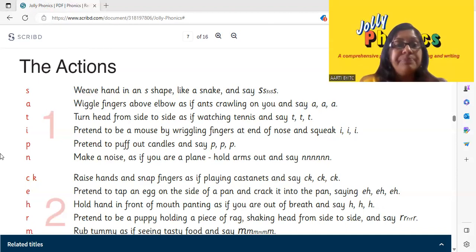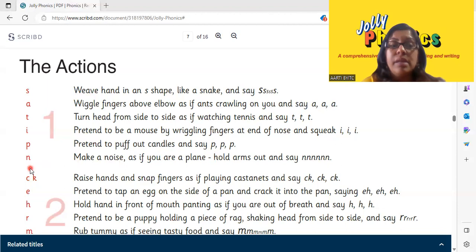Next letter is letter P. Here you have to puff out the candles and say p, p, p. When you're putting the candles on the cake and you puff them, then you say p, p, p, because you are puffing out the candles.